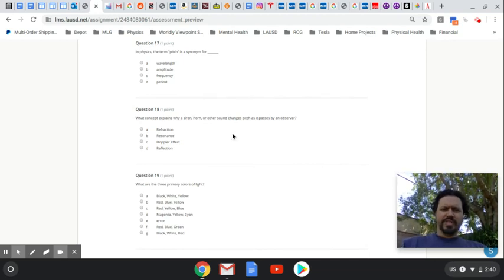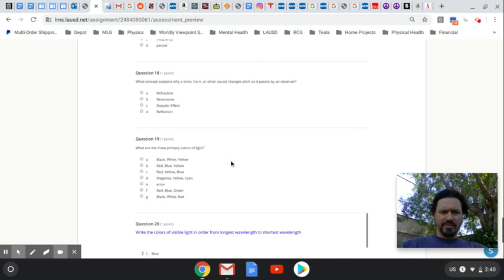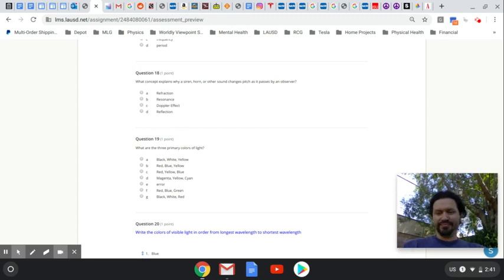Doppler effect for number 18. This is why when you hear a siren, it sounds higher as it's coming towards you, and then lower pitched as it's moving away from you. And the 3 primary colors, I screwed up on this one. I put red, blue, and green on here twice. Sorry. So it's just once. Should have been there once.